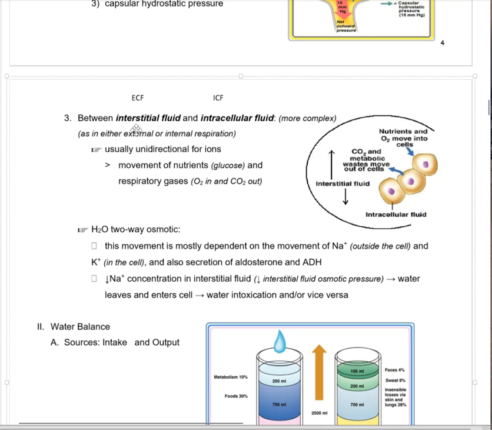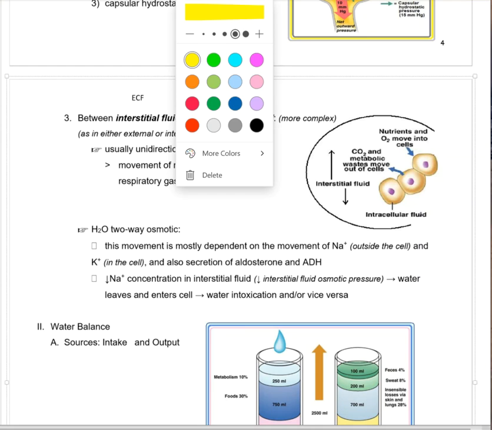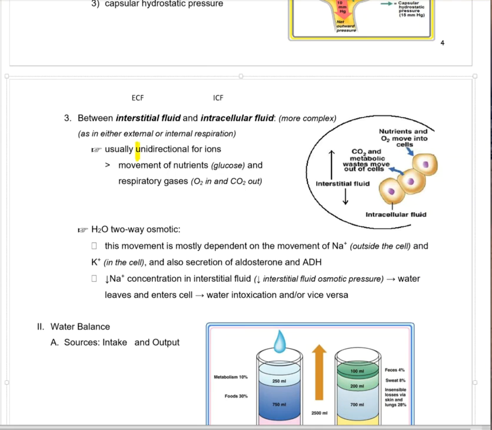So the interstitial fluid is outside of the cell, and the intracellular fluid is inside the cell, with lots of changes between them. Usually we will say that it's unidirectional for ions. So if you have a lot of sodium outside, if it is going to move, it's going to move from outside to inside because of the concentration gradient, for example. So when it does move, it'll move in that direction.